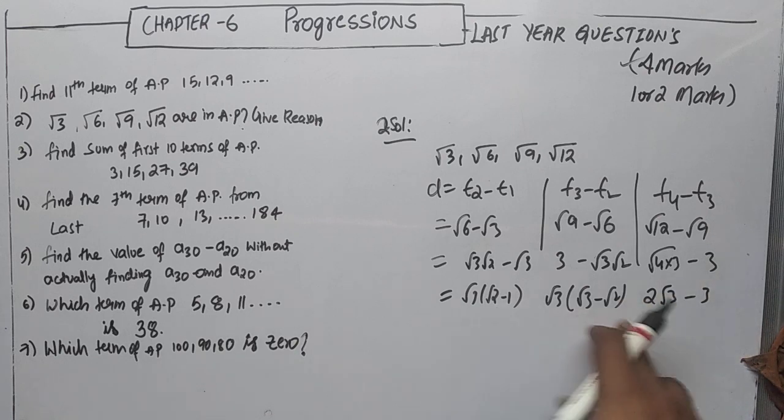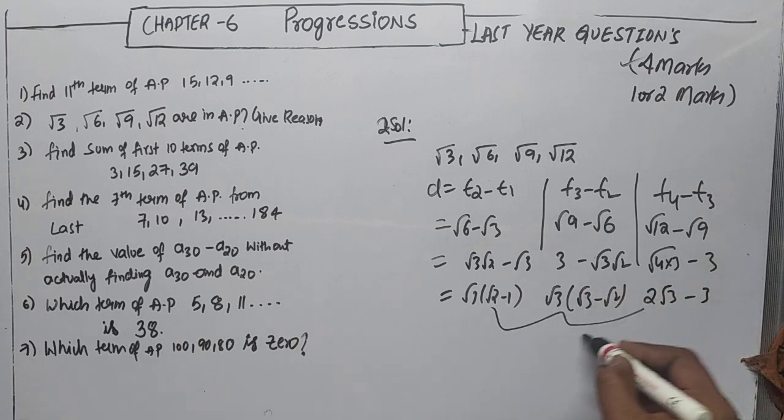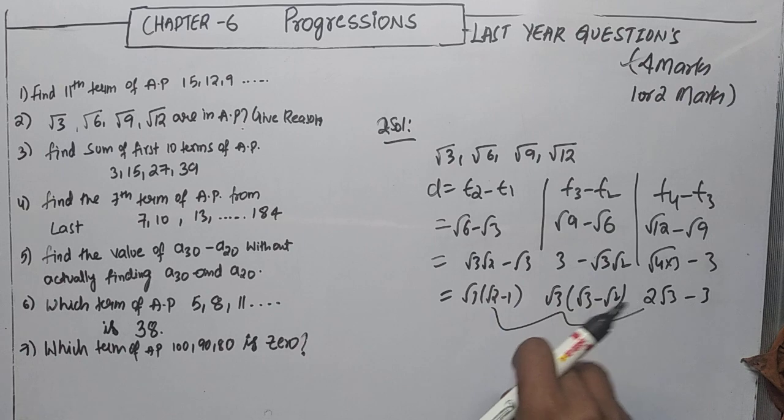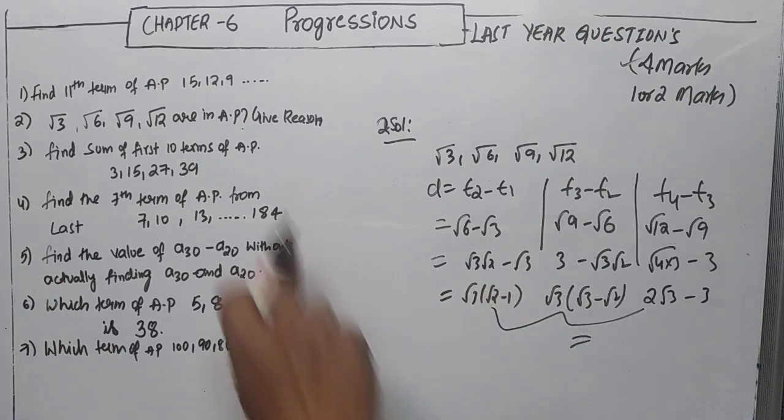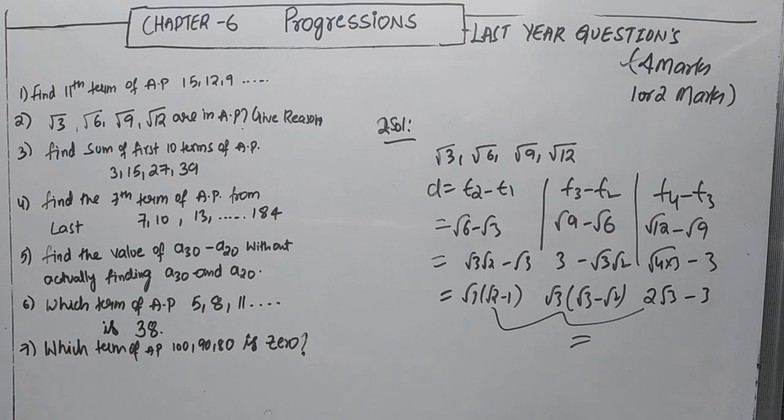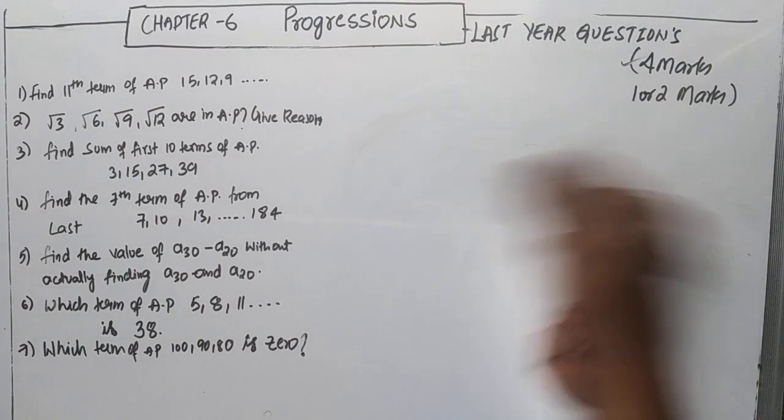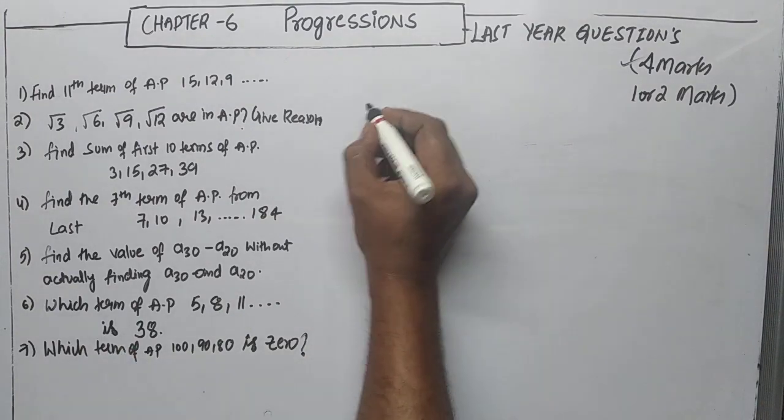So if you see here, these 3 values are not equal. So they cannot be in arithmetic progression. So the given series is not in arithmetic progression. That is our solution. Okay, now next I will solve the third question.